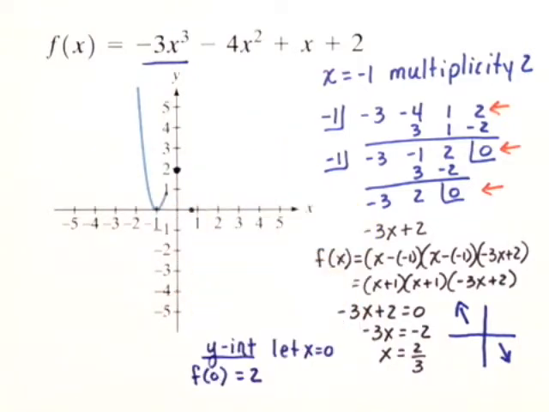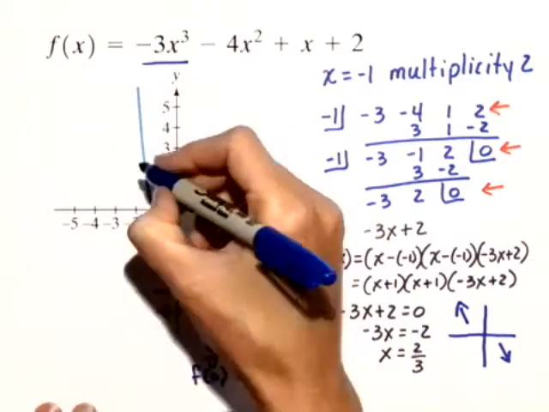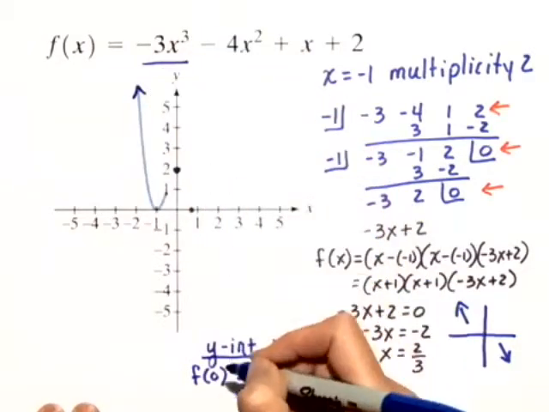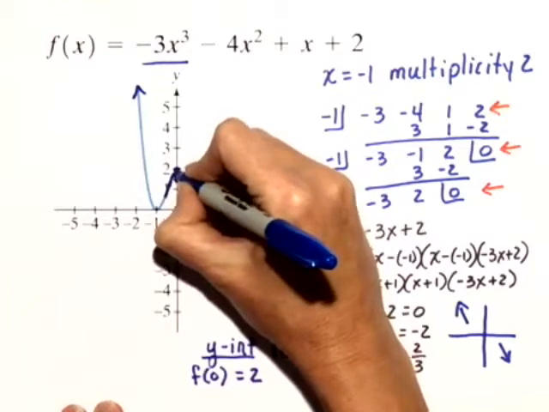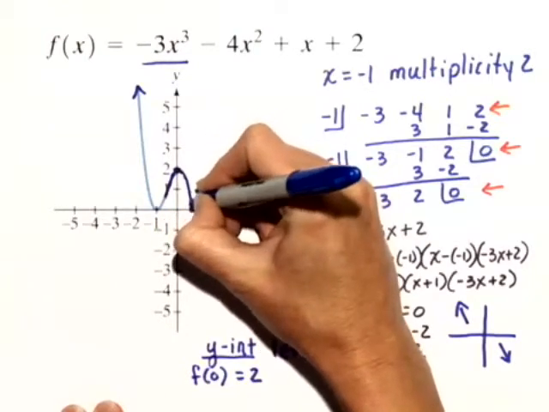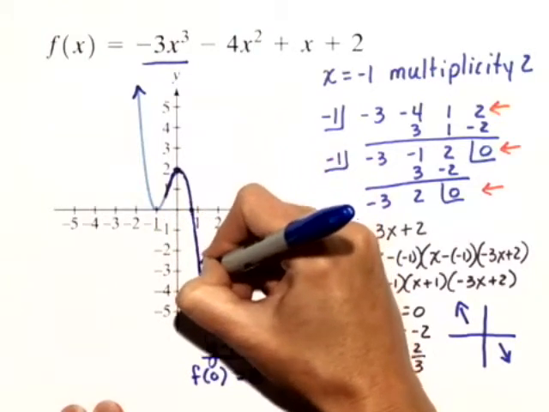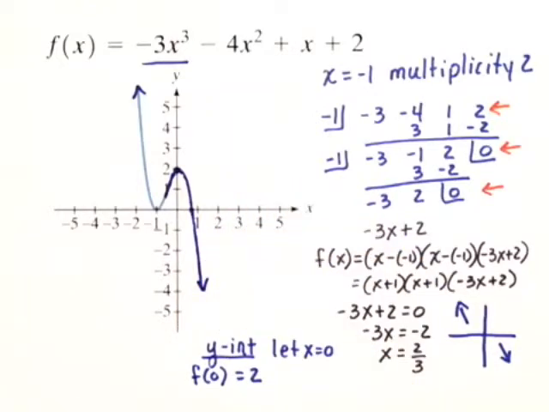This is enough to complete the sketch of this graph. It's a polynomial function, so I'm going to put an arrow going up to the left. I'll make a smooth curve crossing through the y-intercept, and then passing through the x-intercept. And this is a complete graph of the polynomial function.